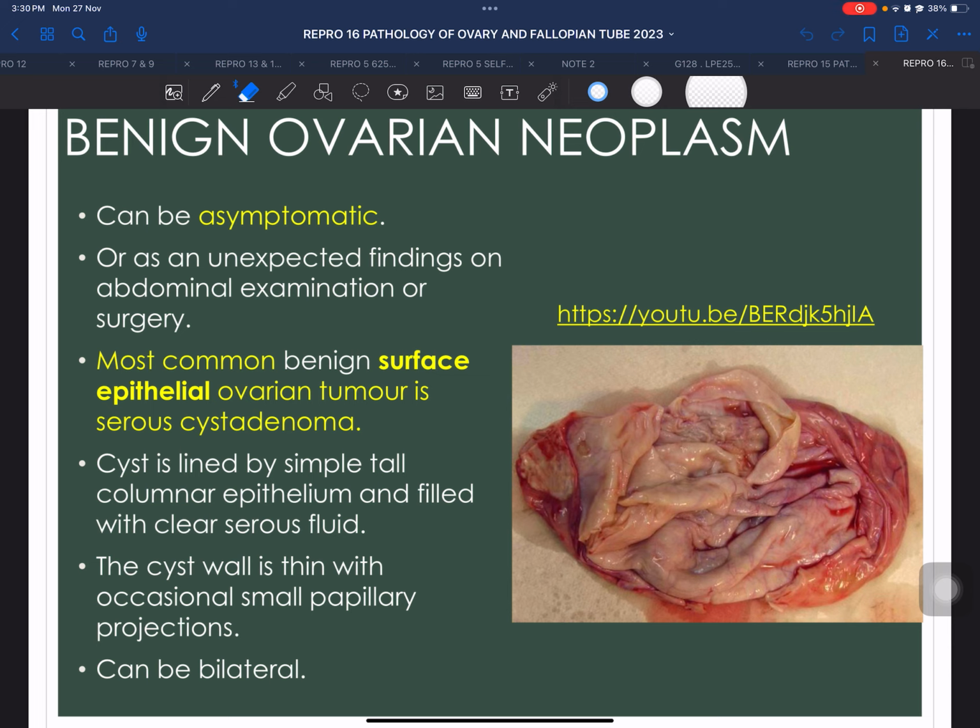Mucinous cystadenoma is less common than the serous, and they are less likely to be bilateral. They rarely occur before puberty, and the majority of mucinous cystadenomas are benign, but they can be large, sometimes up to 25 kilograms in weight. They are characterized by more cysts of variable size, or multilobulated, and they are lined by non-ciliated mucin-producing columnar epithelium.